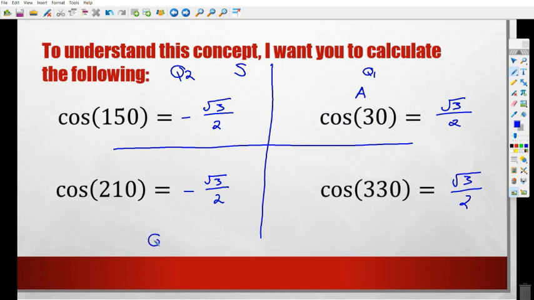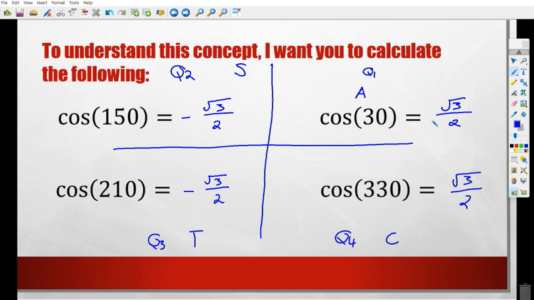In quadrant 3, we're looking at 210. 210 degrees is in quadrant 3, and only tan is positive here, so that means that cos will be negative. In quadrant 4, because 330 degrees is in quadrant 4, we know that cos is the only ratio that is positive there, so that means that cos will be positive.